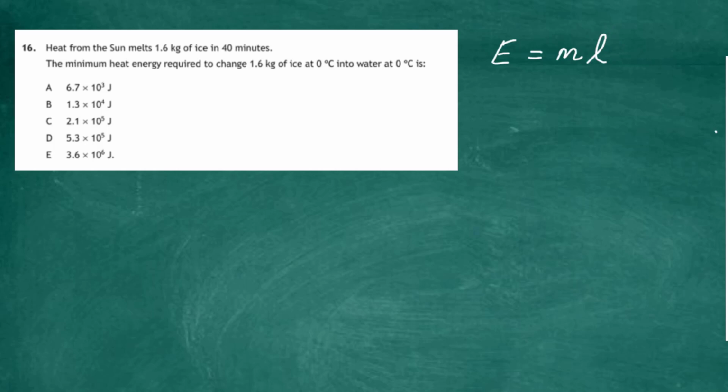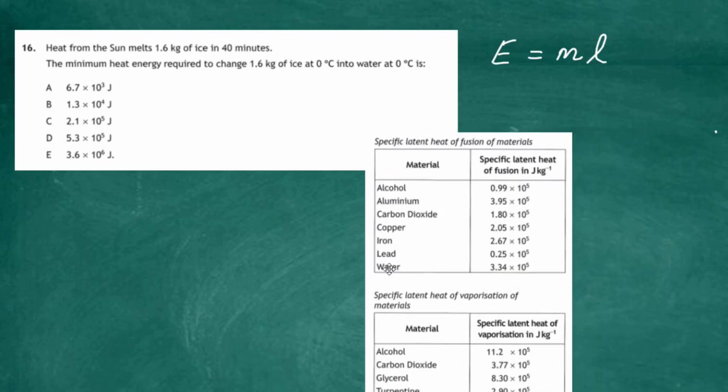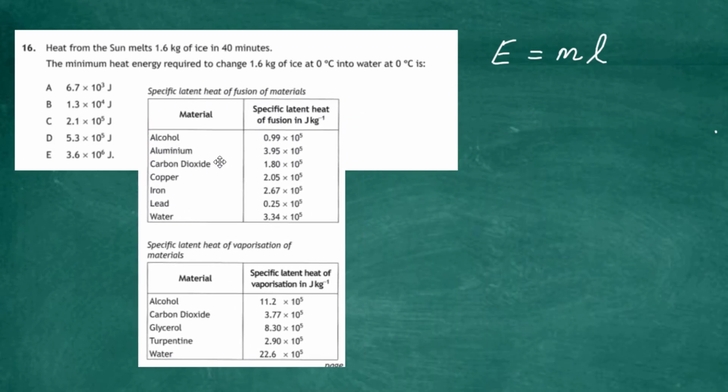L can either be the specific latent heat of fusion or the specific latent heat of vaporization, and it's up to you to choose which one, and you're given two tables there. Now the clue is you are melting ice, so when you're melting ice you've got to use the specific latent heat of fusion of the material. So we look up our table and we try to find the specific latent heat of fusion of water, and you can see it's that one there, ringed, 3.34 times 10 to the power 5 joules per kilogram. That's how many joules it needs to melt solid water, ice, into liquid water at the same temperature.